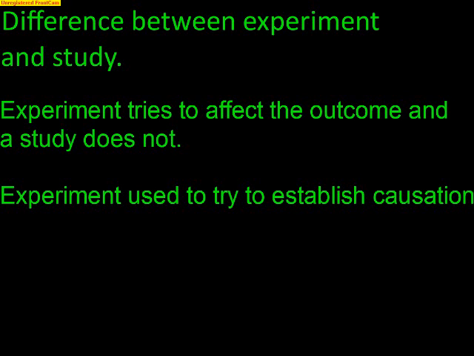And as you can see here, in an experiment, we try to affect the outcome, and a study certainly does not. In a study, we just look at what happened and analyze the data. In an experiment, we try to change something to affect the outcome. And experiments are used to establish causation. In other words, does this plant food create bigger plants? Let's talk about some terms next.